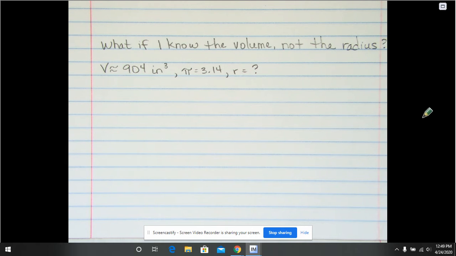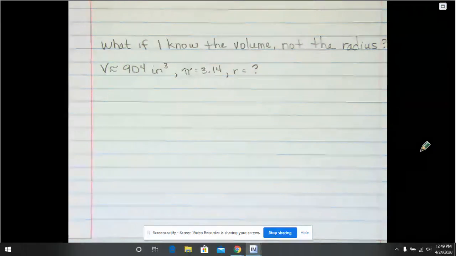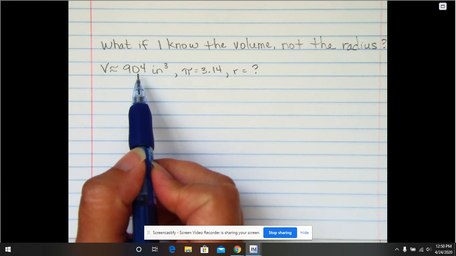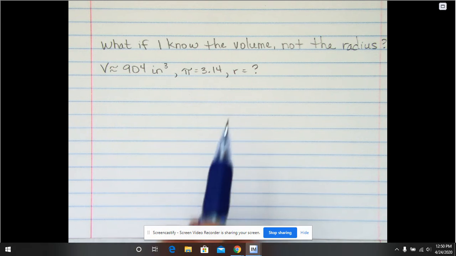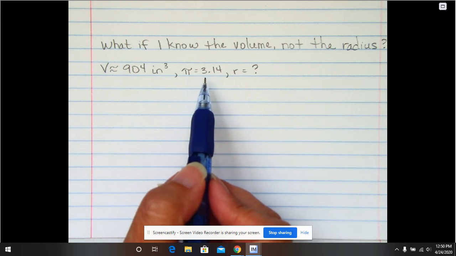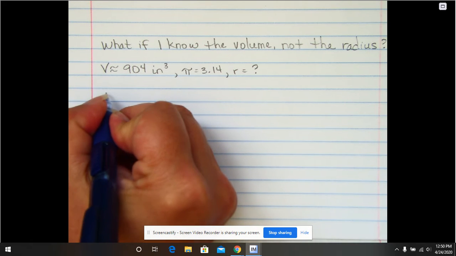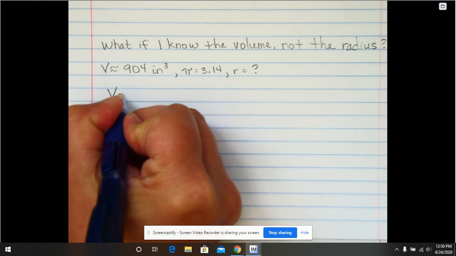In this video, I want to take a look at how we would find the radius if we had the volume, but not the radius in a sphere. So we know the volume is about 904 cubic inches. We know an approximation for pi, but we do not know the radius. I would use the sphere formula.